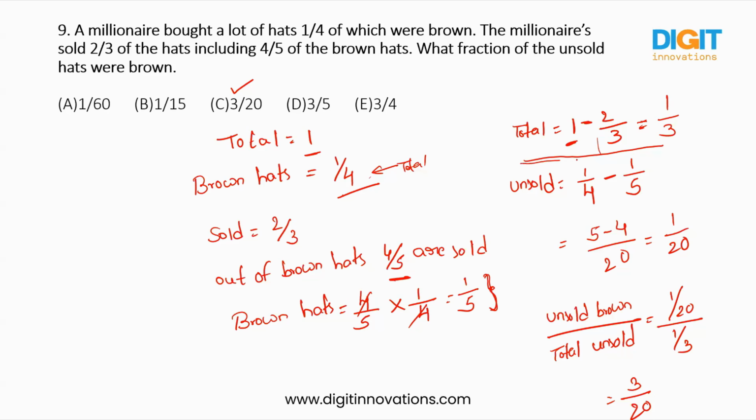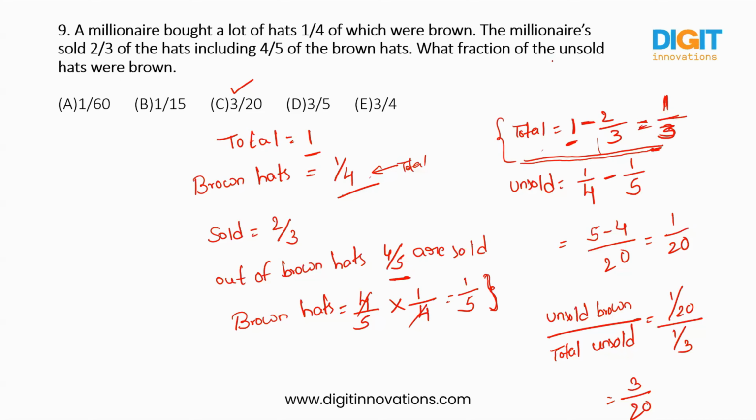And you already have the total, how many? 1 is the total hats. In this 1 total hats, 2 by 3 got sold. So how many hats were remaining? 1 by 3. You may ask, ma'am, why are you taking this step? Is there any use? Yes, there is a use.